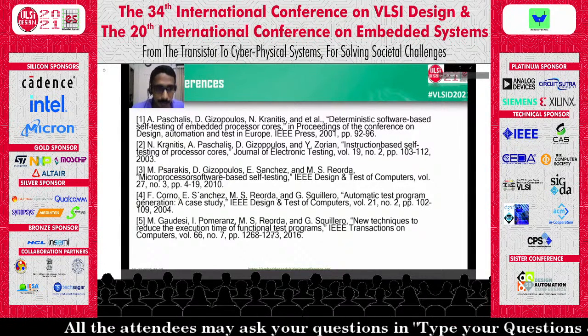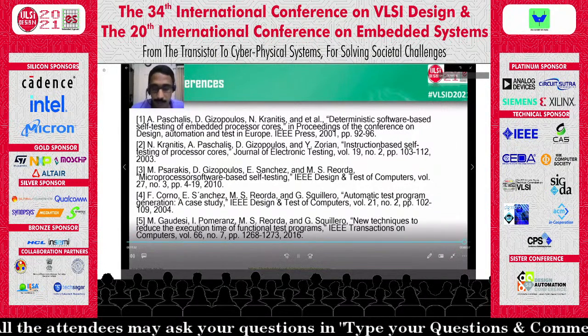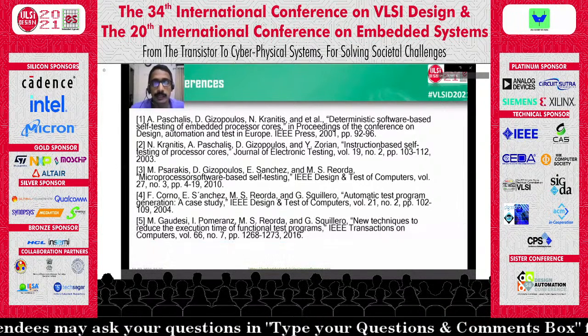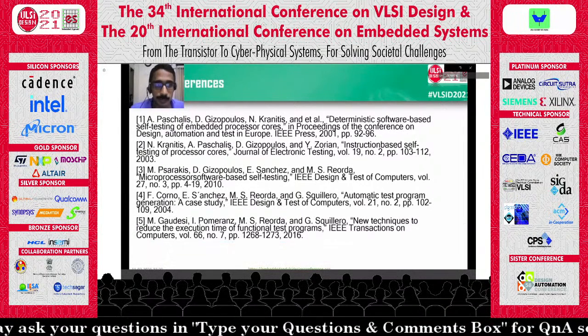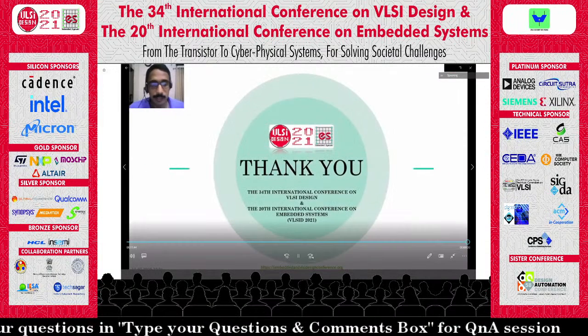Mainly the 5th paper is our baseline paper, and GoDC, which is a paper in IEEE Transactions on Computers. Thank you.